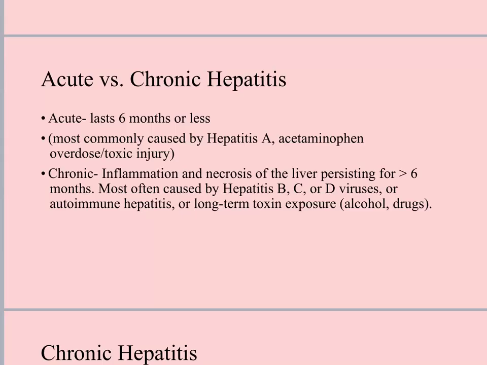Now, chronic is when there is inflammation and necrosis of the liver that is going on for over 6 months. So that is more often caused by hepatitis B, C, or D, which we didn't really talk much about D, or an autoimmune hepatitis, or long-term toxin exposures like alcohol or drugs. So I think most people know that alcohol is really hard on a liver.